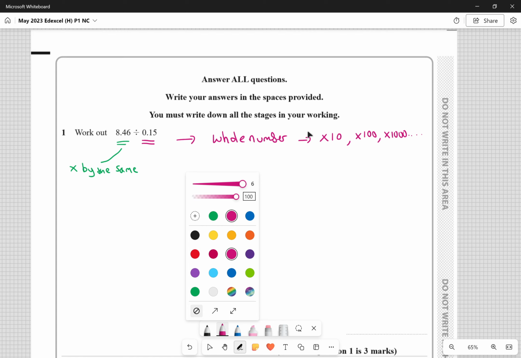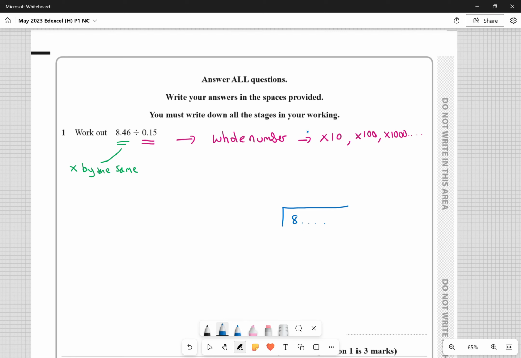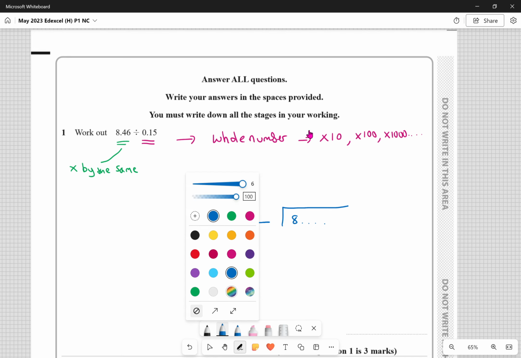And then you will do a simple long division. So your 8.46 will go in there, your 0.15, once you've made it into a whole number, will go there, and then you'll do a simple long division. So pause the video and try to work it out, and then we'll do it together. Okay, so you're back. Let's first decide what we need to multiply 0.15 by.